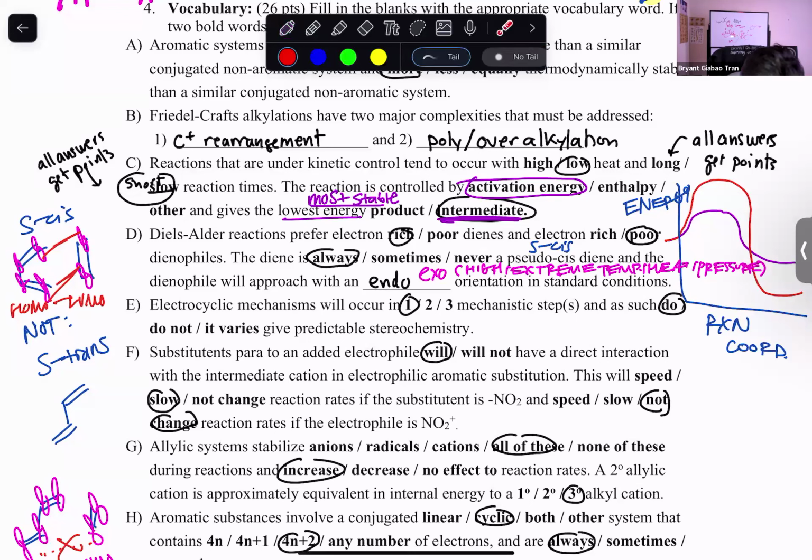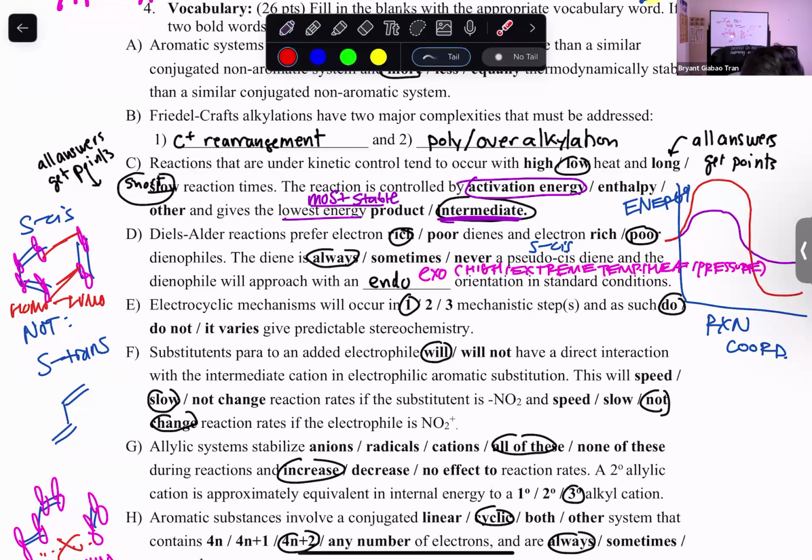Electrocyclic mechanisms will occur in one mechanistic step, like those mechanistic ring-around-the-rosy arrows that happen simultaneously. So that's one mechanistic step. And as such, they do give predictable stereochemistry with the conrotatory, disrotatory thumb rule, which is how we could predict the stereochemistry of those reactions.